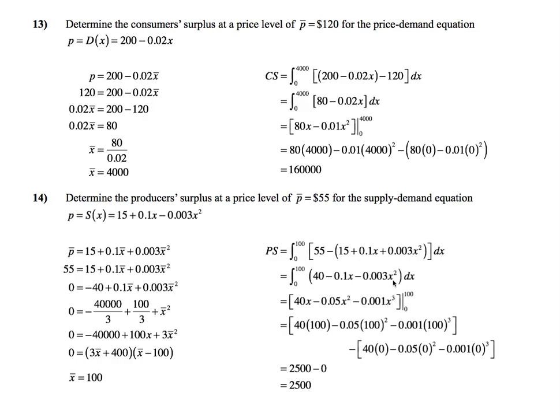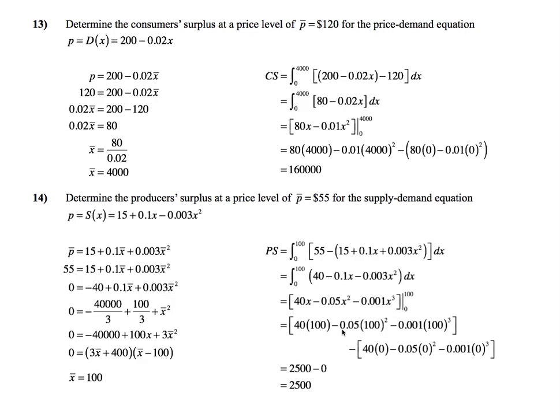For this term, add 1 to the 2, that's 3. The reciprocal of 3 is 1/3, and you multiply the 1/3 times this coefficient. 1/3 of 0.003 is 0.001. So now this is your antiderivative, 40x minus 0.005x squared minus 0.001x cubed. And once again, you evaluate that antiderivative at the equilibrium quantity, the right endpoint of the interval.